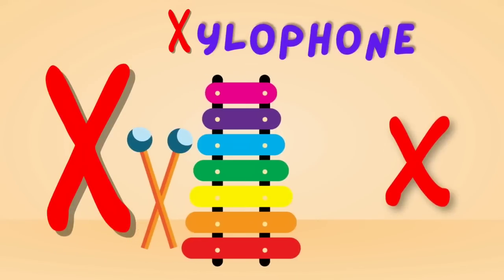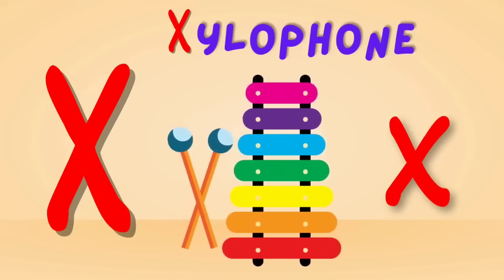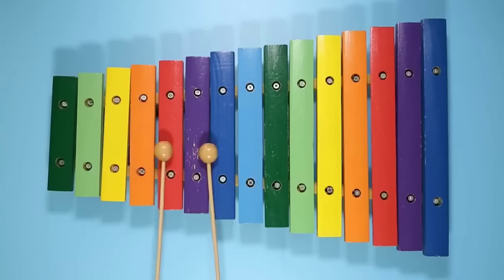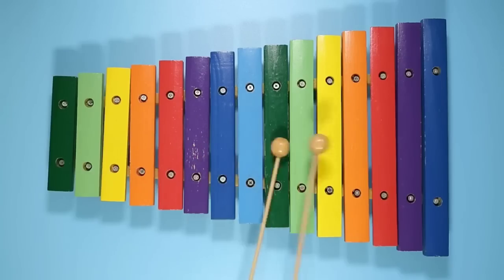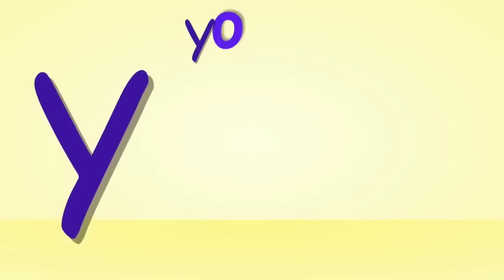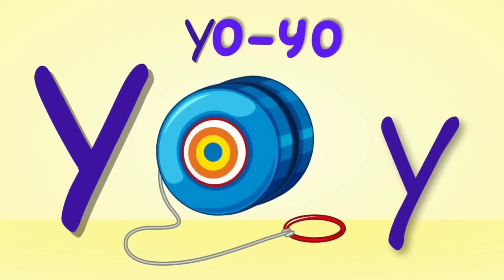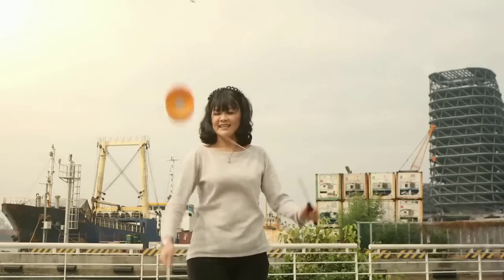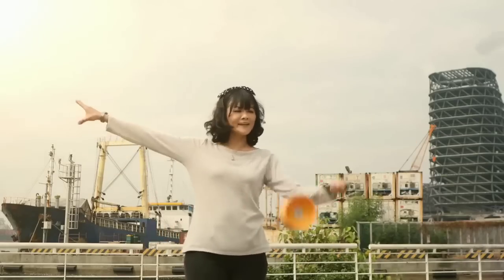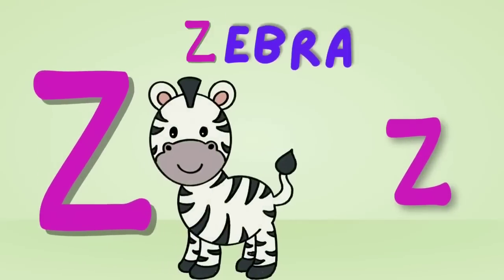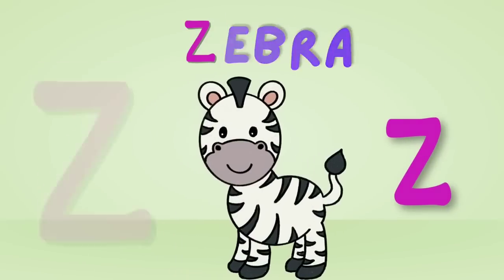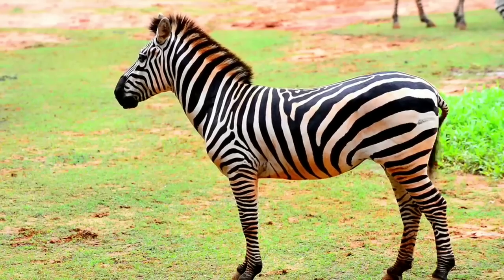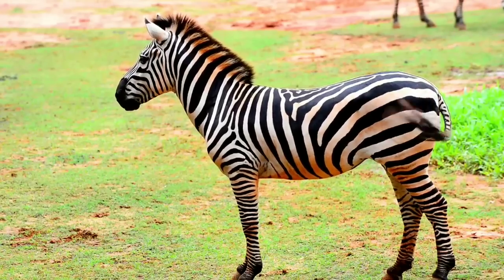X is for xylophone, xylophone, xylophone. This is a xylophone, xylophone, xylophone. Y is for yo-yo, yo-yo, yo-yo. This is a yo-yo, yo-yo, yo-yo. Z is for zebra, zebra, zebra. This is a zebra, zebra, zebra.